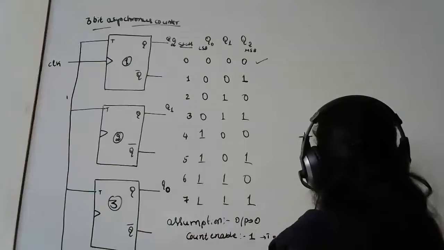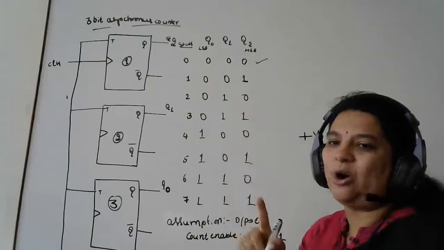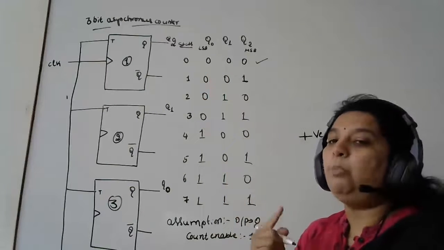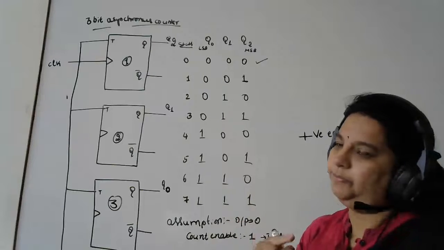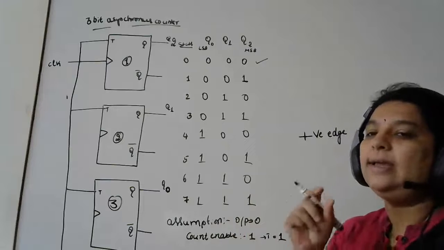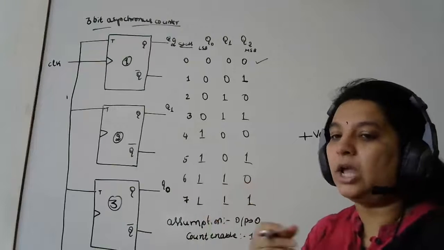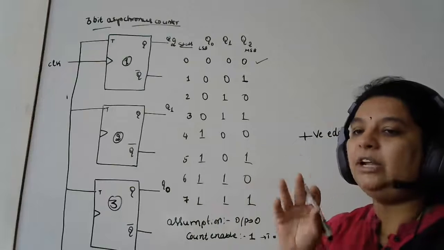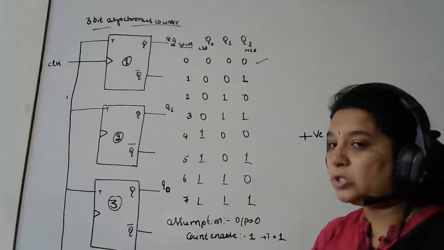So what's the other attribute I am going to add to my 3-bit asynchronous counter? I call it a 3-bit positive edge triggered asynchronous counter. I want to design a 3-bit positive edge triggered asynchronous counter. What do you mean by positive edge triggered?